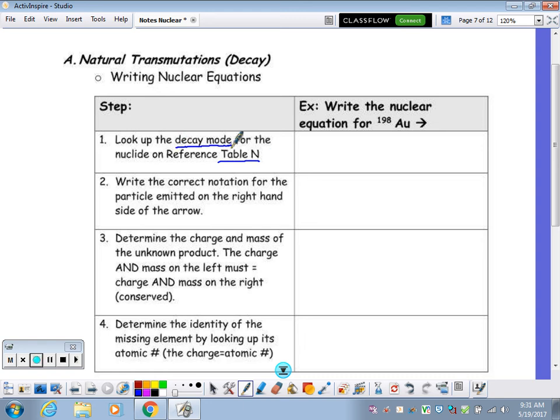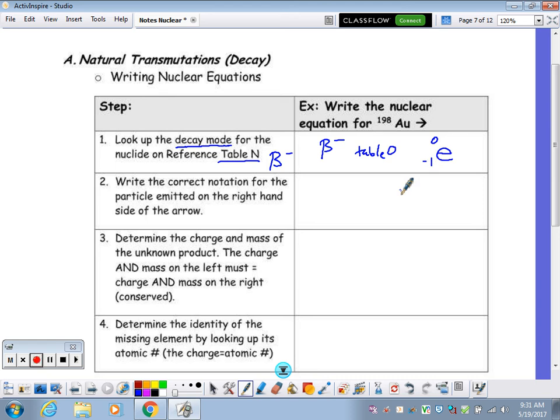When you look at the decay mode, it provides this symbol, which means it's beta. So the decay mode is beta. If I'm not sure how to represent the beta, then I can look on Table O, and I can see that the beta symbol in the reaction is an e, with a superscript of 0 and a subscript of -1. You must have the -1 in there.